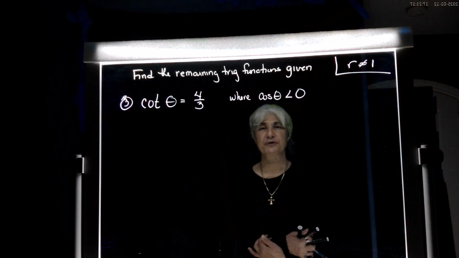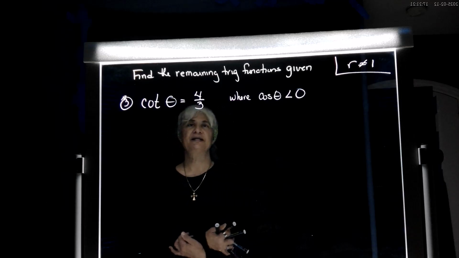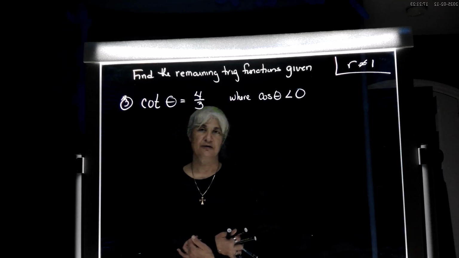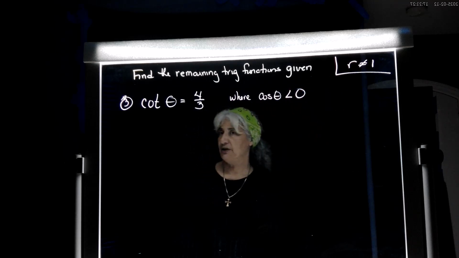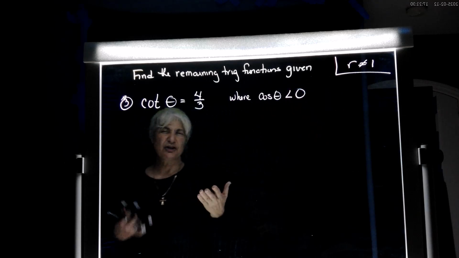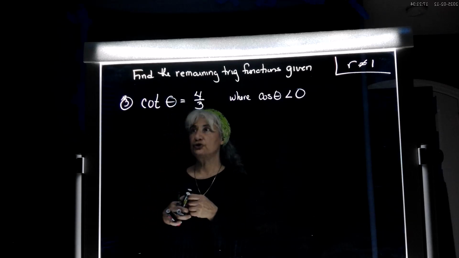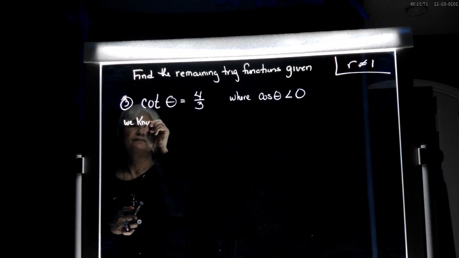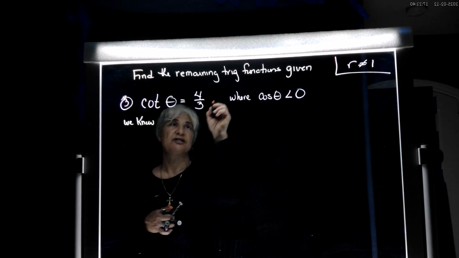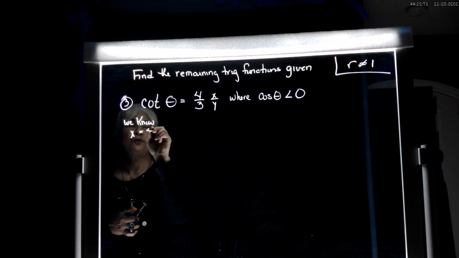So let's look at problem 3. Tell me what you did. You're like, okay, we have a cotangent of theta equals 4 over 3. I know we're not on the unit circle because I didn't say it, so r can't be equal to 1. So what did the cotangent of theta tell you? All right, it told you that cotangent is x over y. So you know x equals 4 and y equals 3.